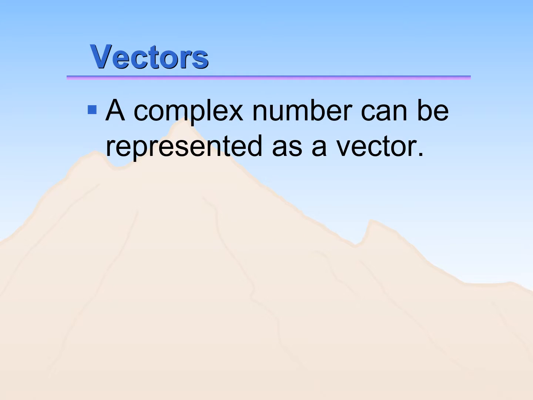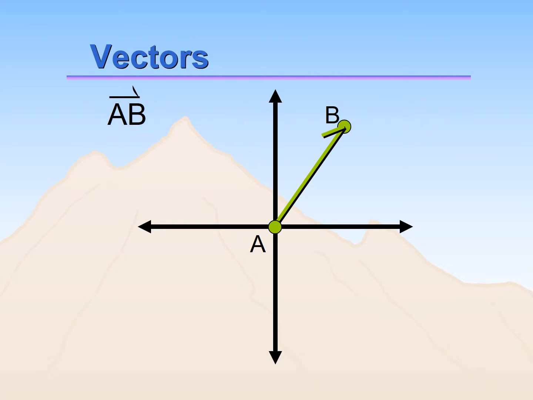So when we have a complex number, complex numbers are often used to represent a vector. So this is an example of a vector. Notice that the notation has two capital letters. The first letter is the origin or the initial point. And then the second letter is the terminal point, or where it's going to.